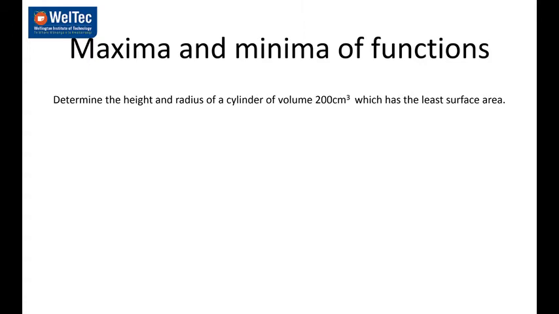Same sort of process. We find a statement for what we're given. We're given that the volume is 200 cubic centimeters, and we know that the volume of a cylinder is pi r squared h. And we're actually looking for the surface area. To minimize the surface area, we should know that that's equal to 2 pi r h plus 2 pi r squared.